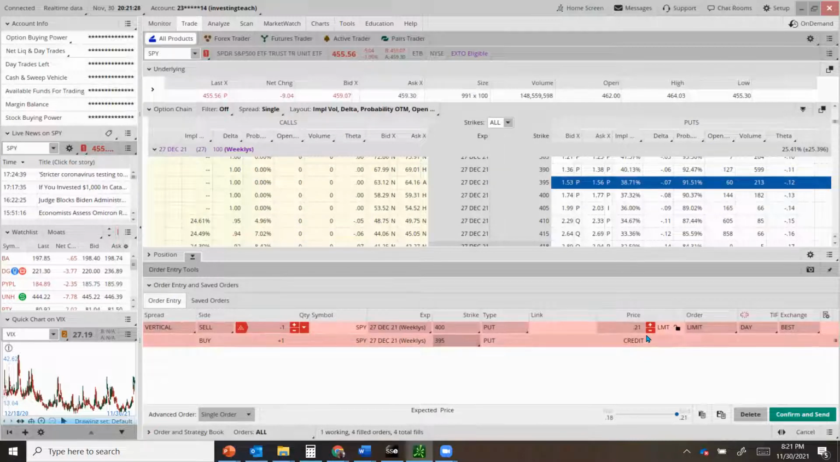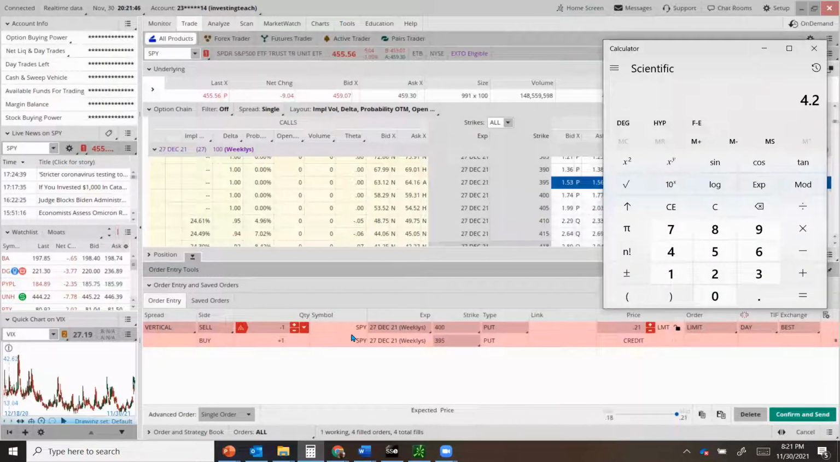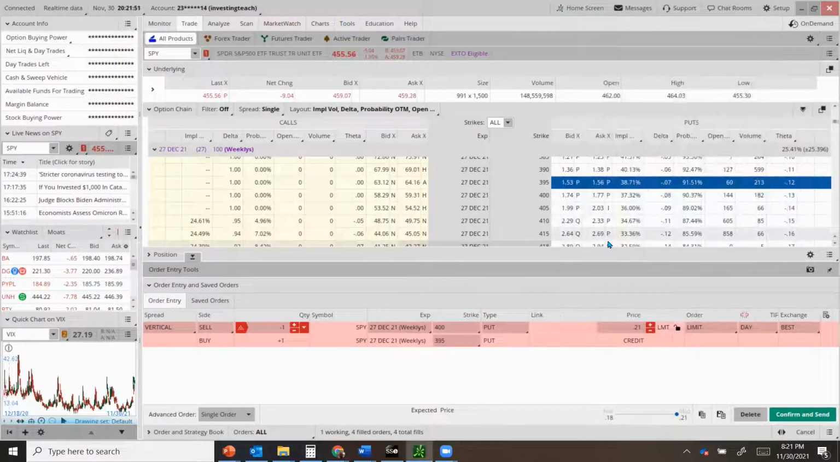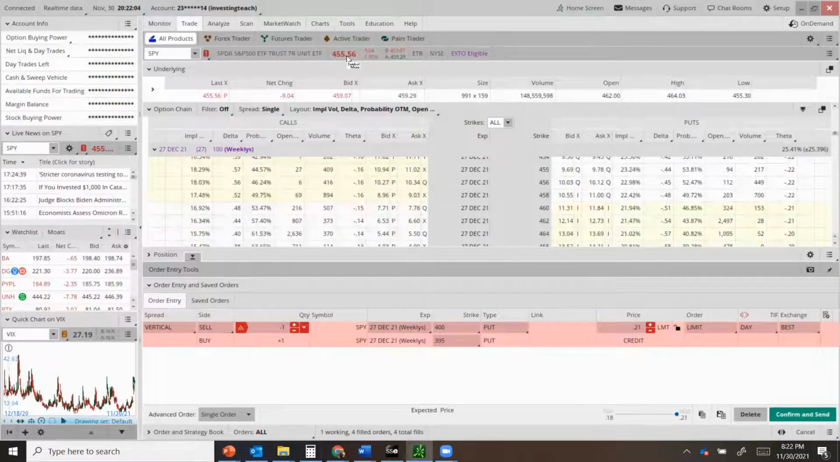The credit is $21 for about a month. If you take the $21 you're receiving, divide it by $500, I guess divide by 5 times 100, you get a 4.2% return. And all you have to make sure is SPY doesn't go below the 400. Okay. Cool. So that's a put credit spread. That's one side of the iron condor. Now, iron condor has two big wings, right? So that's one wing. We want to go to the call side too. Again, 455 is the current price.